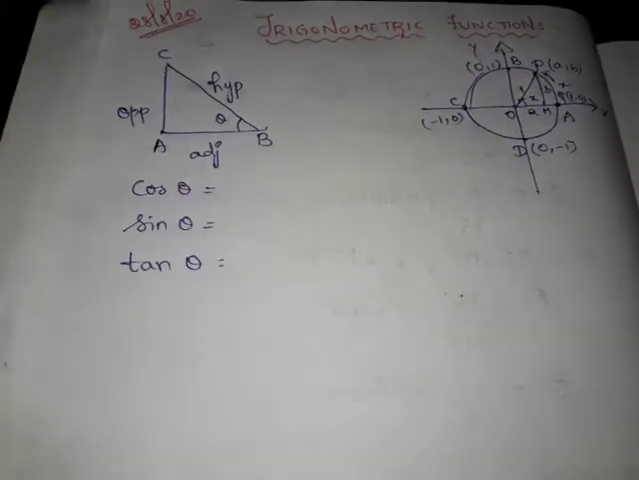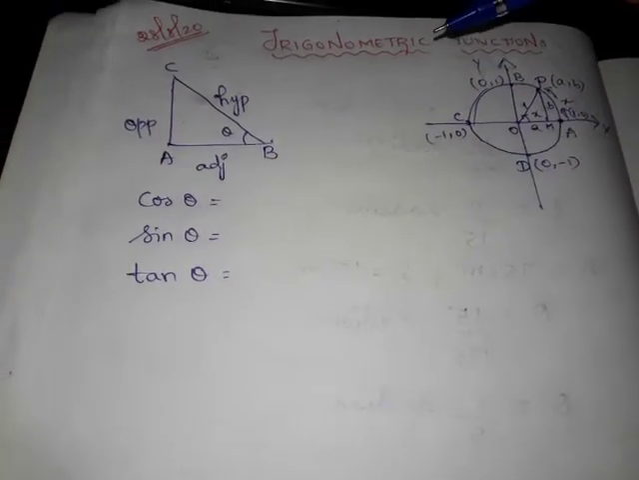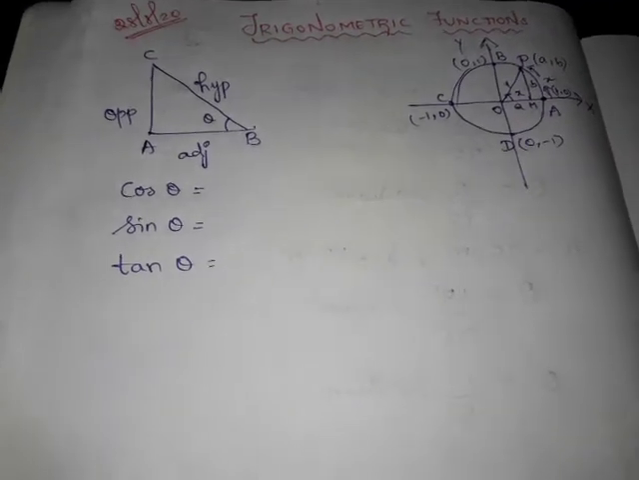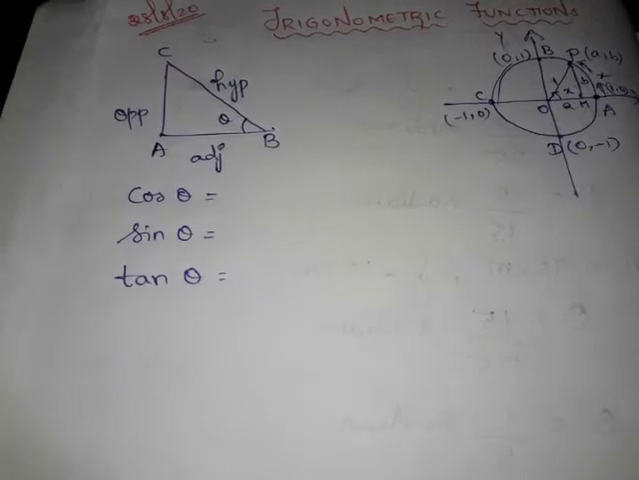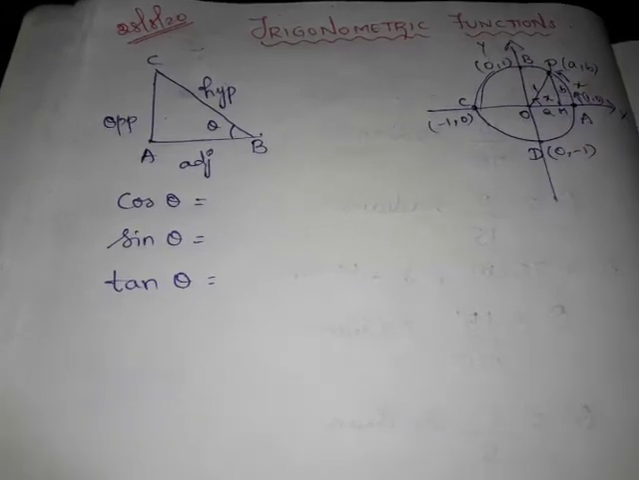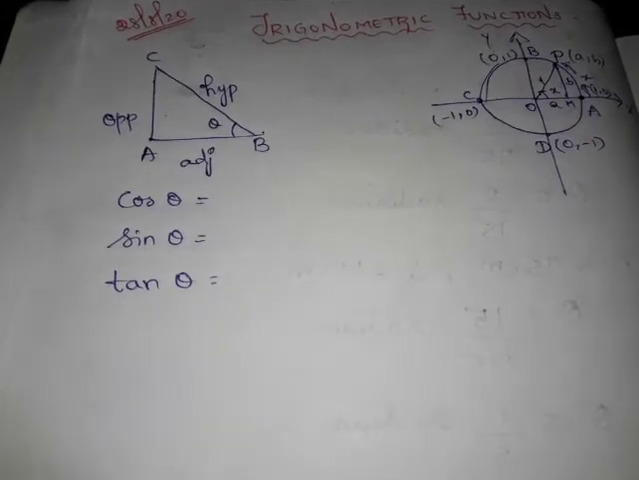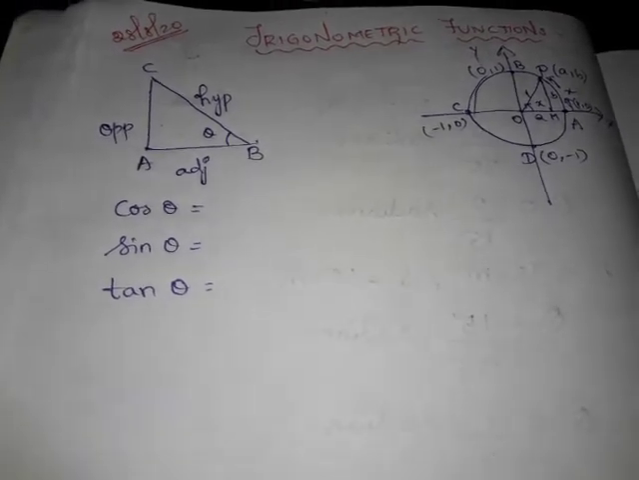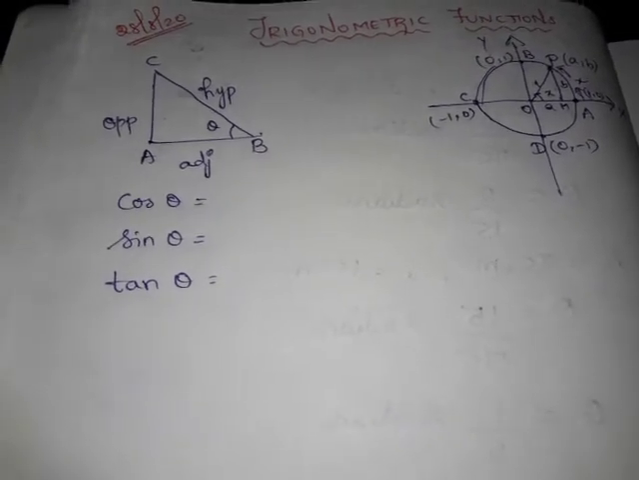Hello students, in today's class we are going to learn about trigonometric functions, how we are going to define our functions based on our trigonometric ratios. So far in this chapter, we learnt very basic things about the angle: how we can measure the angle in degree and radian, and the relationship between degree and radian. That's what we learnt so far.